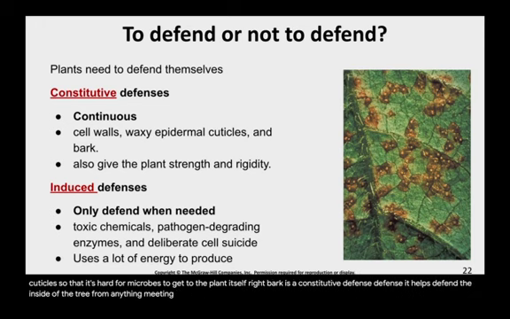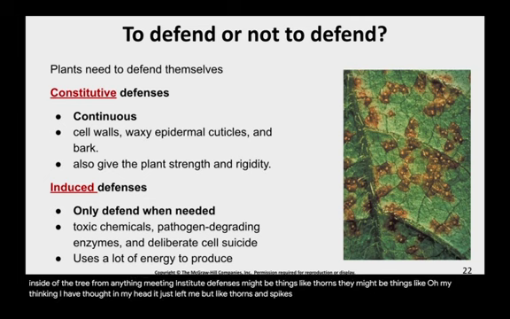Other constitutive defenses might be things like thorns, right? They might be things like, what am I thinking? I had a thought in my head and it just left me. But like thorns and spikes, like cacti, right? Anything that's always present.